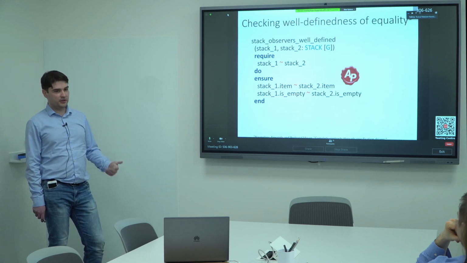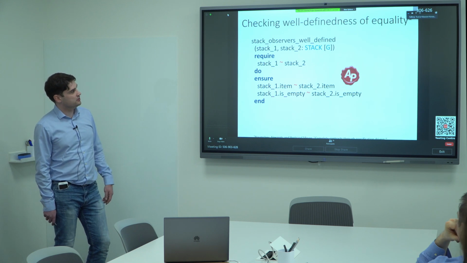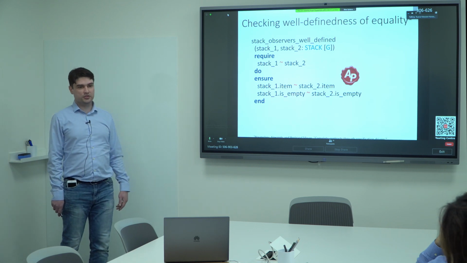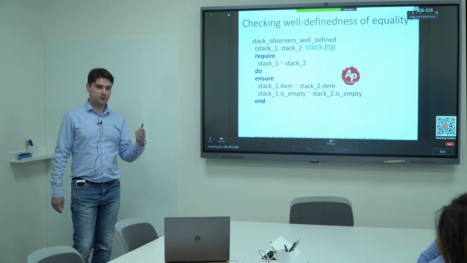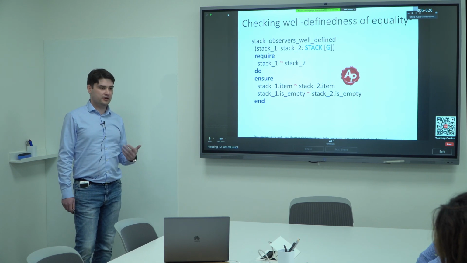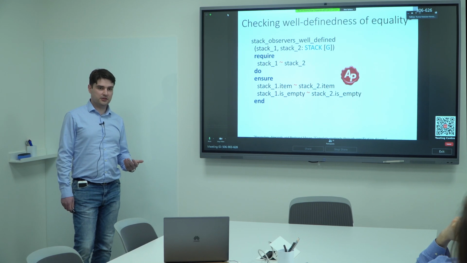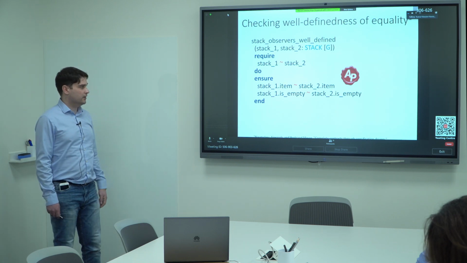I want to pay attention to this trick. This method, called stack observers well defined, is not used anywhere. We never call it. We just arrange a separate class where we enumerate these auxiliary methods, and these methods are basically theorems, and it's the presence of the static prover that lets us do this. We can write code that is not supposed to be ever executed, it just expresses some theorems.